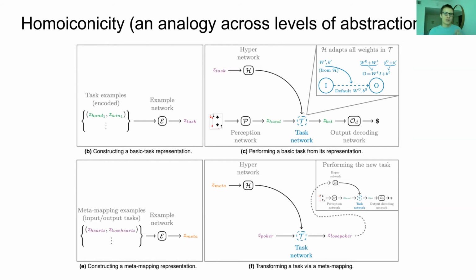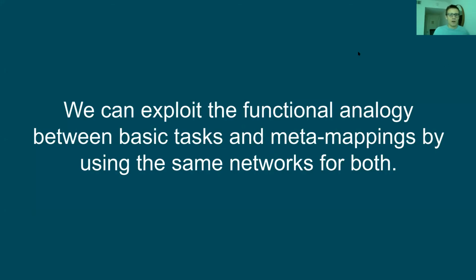In fact, what I'm going to do is use exactly the same networks: exactly the same example network for aggregating examples, and exactly the same hypernetwork and default task network weights for both the basic tasks and the metamappings. You can relate this idea to the computational idea of homoiconicity, which I can go into in the questions if people want, but you can also just see this as an analogy across levels of abstraction. My claim is that this will be beneficial in some cases to the learning of the network, possibly because it helps the network get a more well-posed problem, with more constraints on what these networks are required to do. So my claim is that we can exploit the functional analogy between basic tasks and metamappings by using exactly the same networks for both.